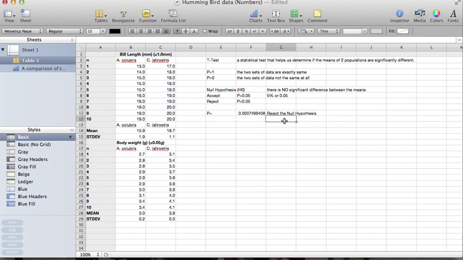And therefore we can state that our two means are statistically different, and that the two populations are different enough that the difference is not due to random chance.